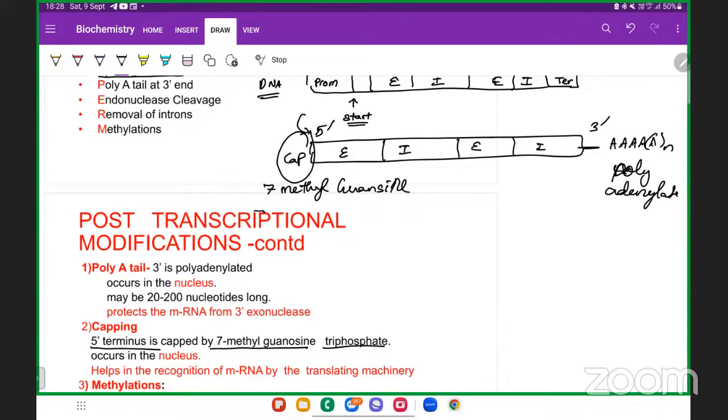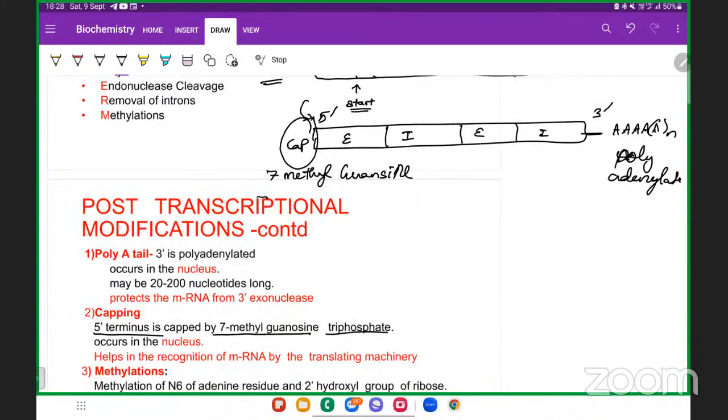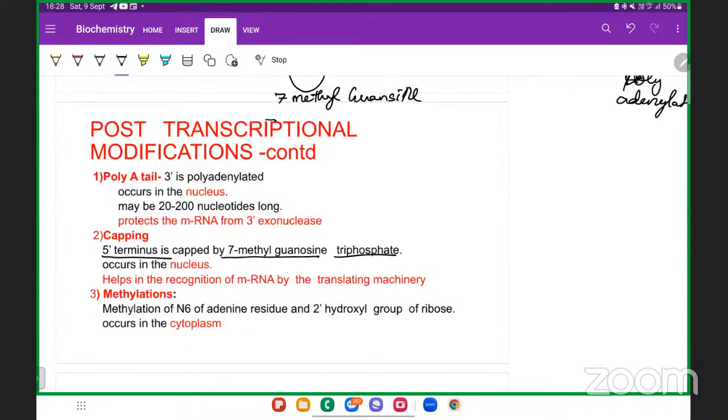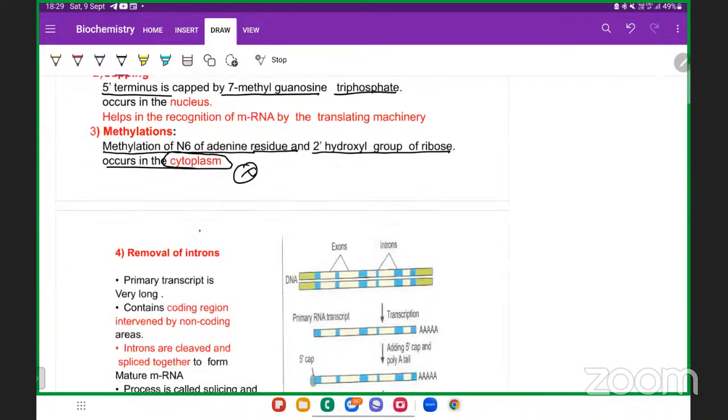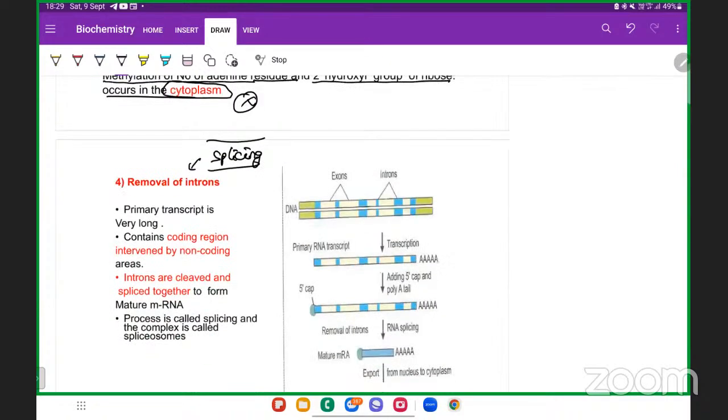Next I am going to move towards what is called methylation. What you are going to do in methylation is methylate the N6 of adenine residue and the 2-hydroxyl group of ribose. This occurs in the cytoplasm, but this is not very important. This is very important: this is called your splicing, where you are going to remove all the introns.